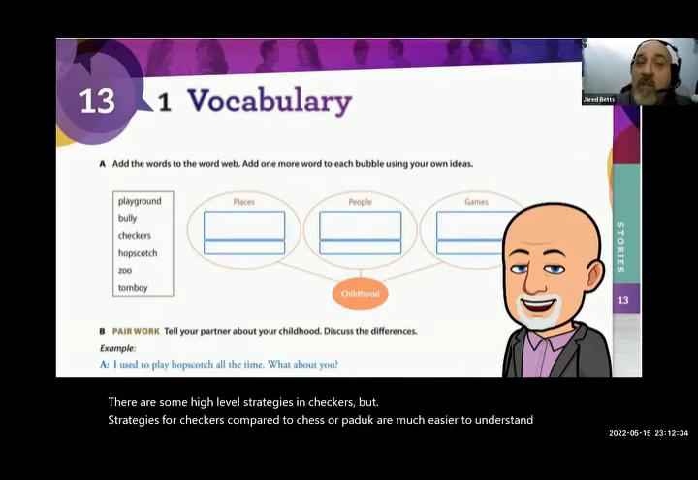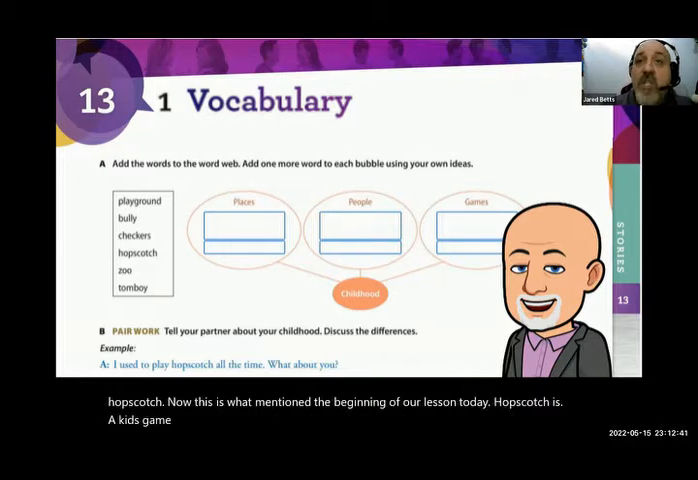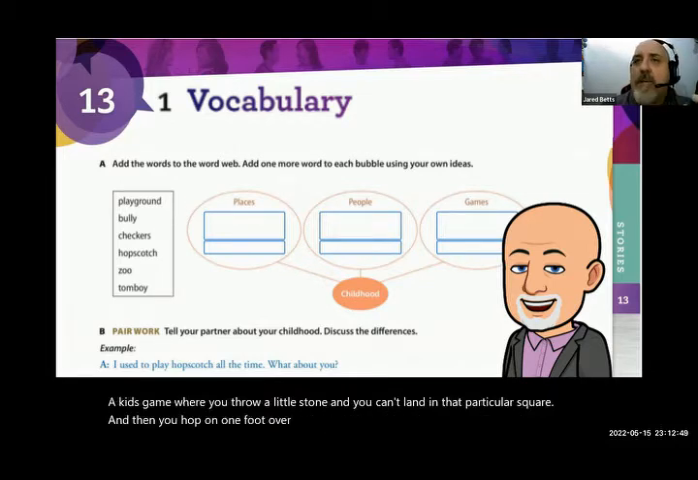Hopscotch. Now, this is what we mentioned at the beginning of our lesson today. Hopscotch is a kid's game where you throw a little stone and you can't land in that particular square. And then you hop on one foot over those squares. Zoo, place where people go to see animals.